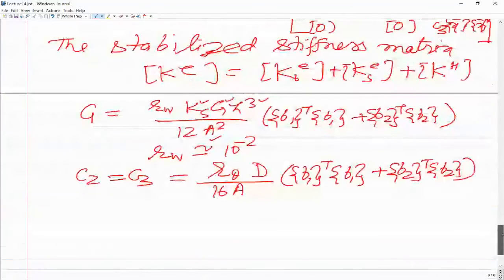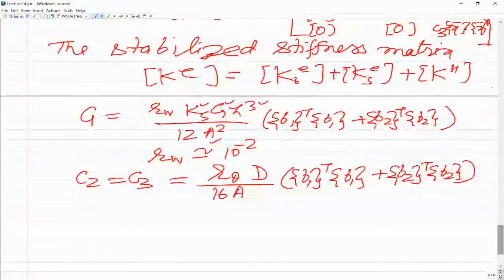This is added in the stiffness matrix. And when you are talking of large, high strain rate deformation problems, a similar kind of matrix you can add as damping. The constants could be different, but you can add it as damping. So this is stiffness stabilization. Similarly you can have damping stabilization. This is how you can achieve hourglass control.